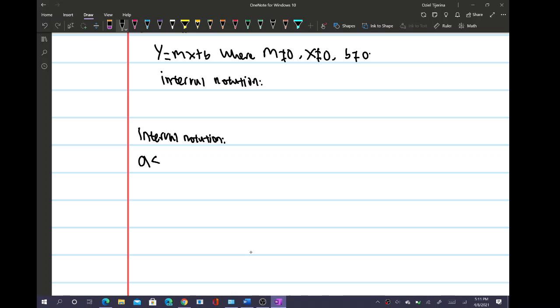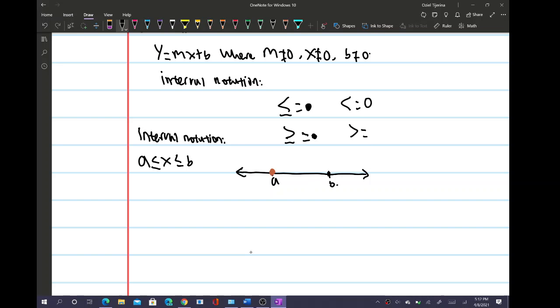When we have something like a is less than or equal to x is less than or equal to b, this is graphed as something like this. You have a number line, and then you have from a to b. You're going to do a closed circle, a dot. When you have this, it's an open circle, and when you have this, it's a closed circle.